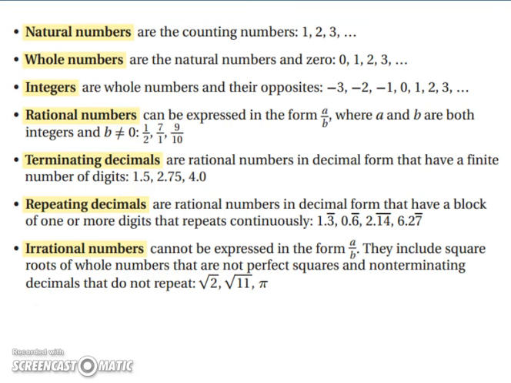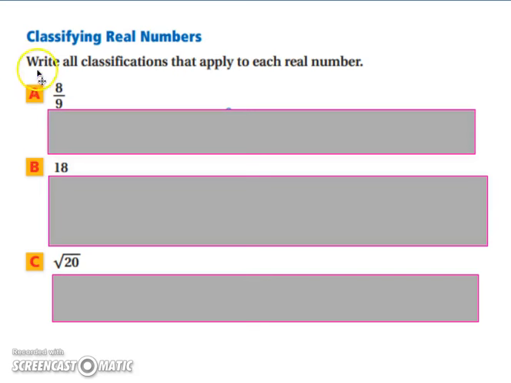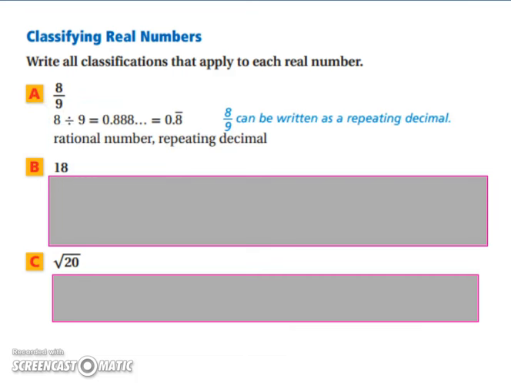Let's practice classifying them. All right, so write all classifications that apply to each real number. So we have 8 over 9. Well, 8 over 9 is a rational number, and it's a repeating decimal, so it keeps repeating. Take a moment, pause the video, and try B and C.